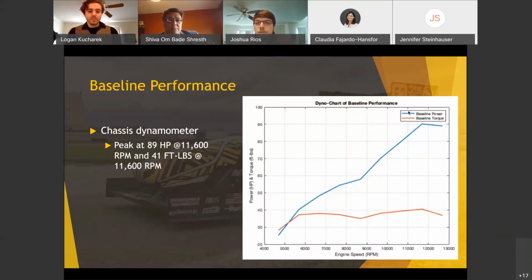In previous years, the team has taken the car to be tested on a chassis dynamometer. This gives us a baseline to use to compare the effect our system has on the unmodified vehicle. In addition, a GT-Power simulation created by the team was validated using this data. The vehicle in its stock form produces 89 horsepower at 11,600 RPM and 41 foot-pounds of torque at 11,600 RPM as well. As you can see, the torque curve is relatively flat, which is a desirable attribute that we're hoping we can keep. However, the torque doesn't really pick up until around 5,600 RPM. Our goal is to change that.